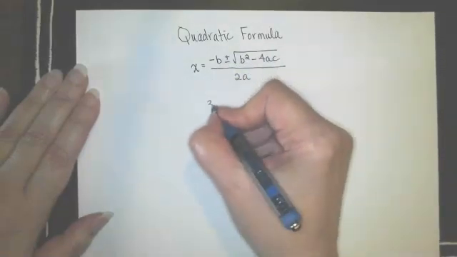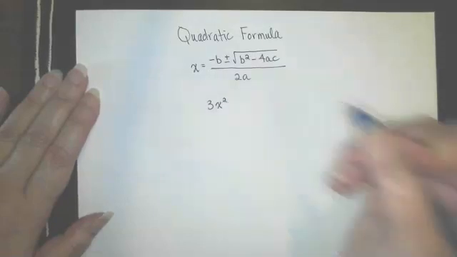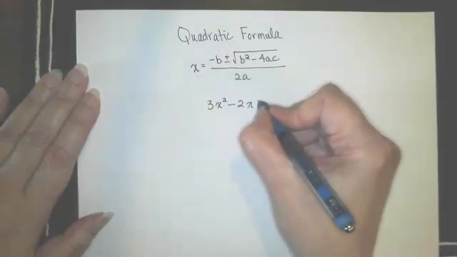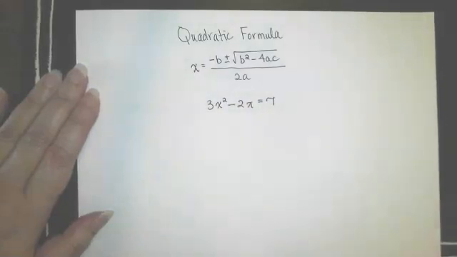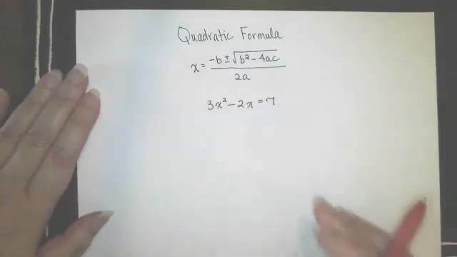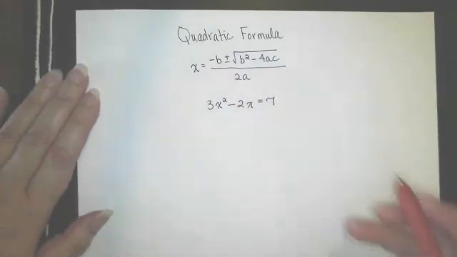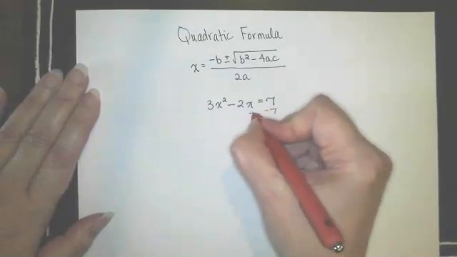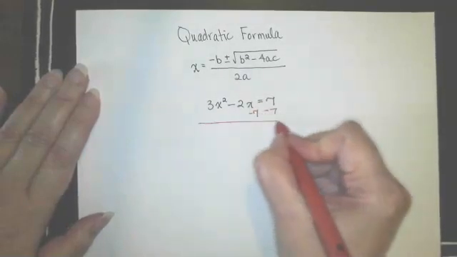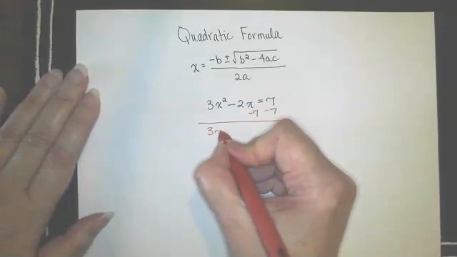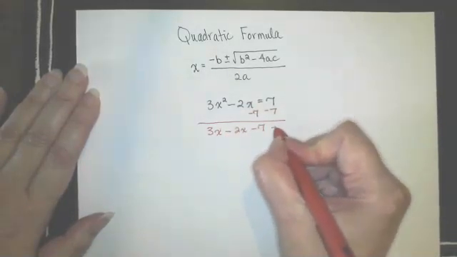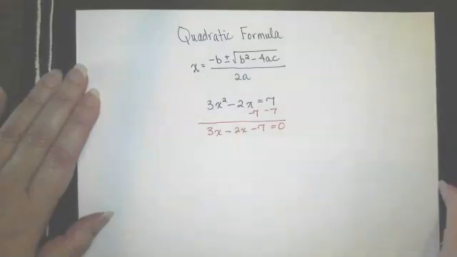So given the equation 3x squared minus 2x equals 7, I need to rearrange this so that it's in standard form, so then I can use my quadratic formula. So I'm going to subtract 7 from both sides, and that gives me 3x squared minus 2x minus 7 equals 0. So now I'm in standard form.